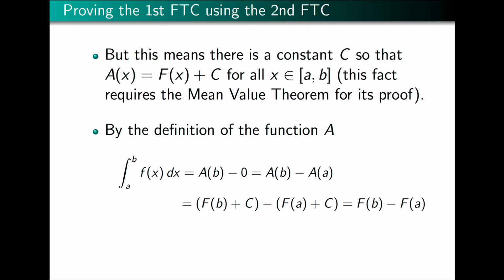But then I can use the relationship in the first bullet point above to say that capital A of b is capital F of b plus C, and capital A of little a is capital F of a plus C. And then when I subtract those two things, the C's cancel, giving me capital F of b minus capital F of a. That's what I wanted. We are done. That's the final conclusion. Q.E.D., quod erat demonstrandum, is a common thing to say at the end of proofs. I, being a believer in God, also say PTL for praise the Lord.